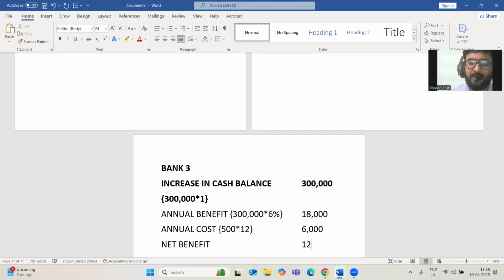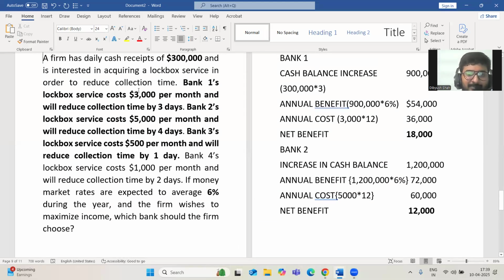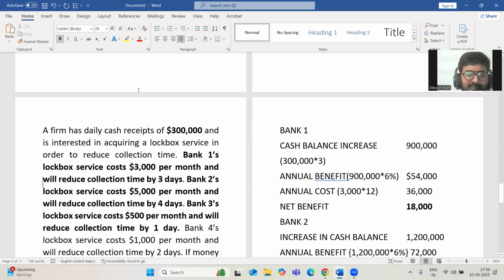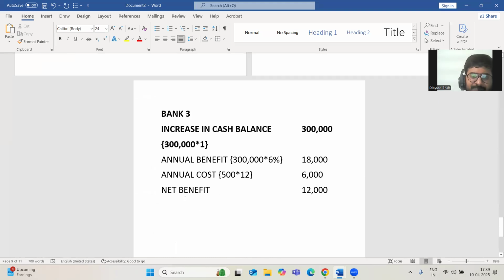Again, my net benefit is only 12,000. So in bank 1 it was 18, in bank 2 it is 12, and in bank 3 also it's 12. What is bank 4 offering me? Lockbox will cost 1,000 per month and will reduce the collection time by 2 days. So lockbox will cost 1,000, but my collection will reduce by 2 days. Let's see.